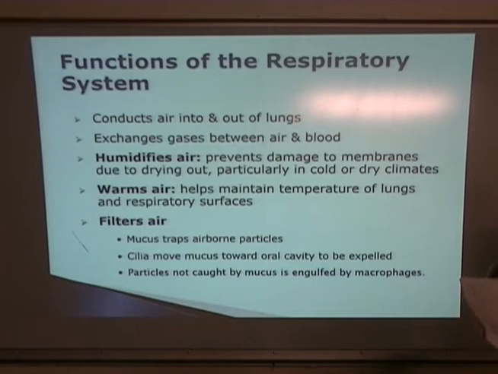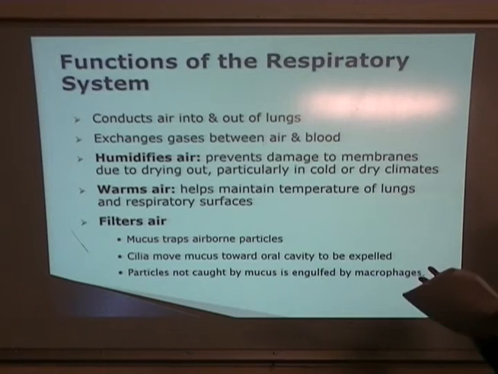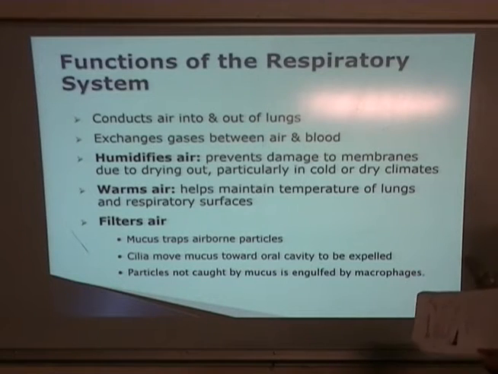So especially if you breathe through your nose, you've got little cilia, little hairs in your nose that can move mucus towards your oral cavity. We can then kind of cough it out if we need to. Anything that isn't caught by the mucus in the system can be engulfed by macrophages and eaten up and got rid of that way.